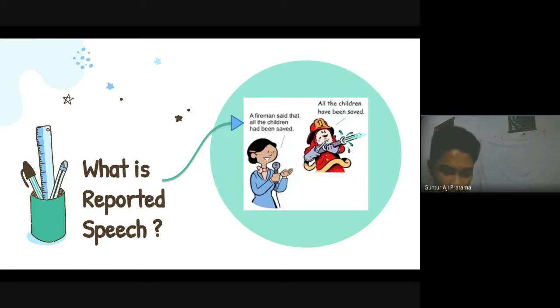In this section, there is a fireman that actually says all the children have been saved. And after that, there is a reporter saying the same sentence as the fireman did. The reporter's speech here is actually what the fireman said. The reported speech is the modified sentence from the original sentence by the first person. It is simple, isn't it?